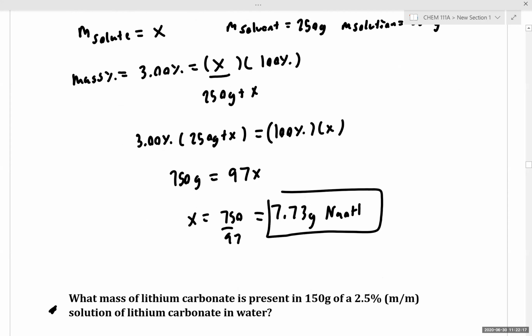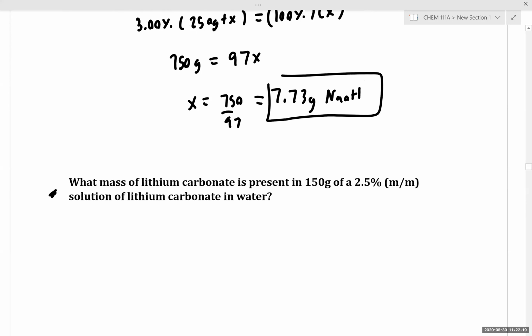If not, let's look at this next problem. We're asked what mass of lithium carbonate is present in 150 grams of 2.5% mass over mass lithium carbonate in water, okay?